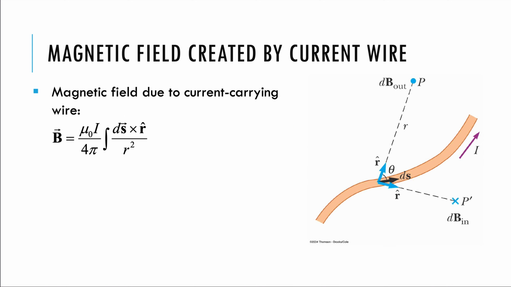In order to get the total magnetic field due to the entire current distribution, we just have to integrate, right? The B here is going to equal the integral of dB. So we just integrate the expression that we have for dB to get the magnetic field for the total current. We integrate over the entire current distribution.